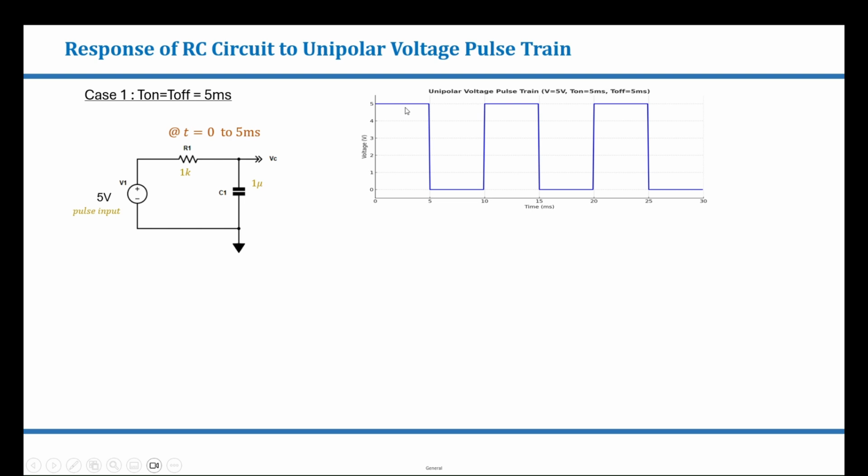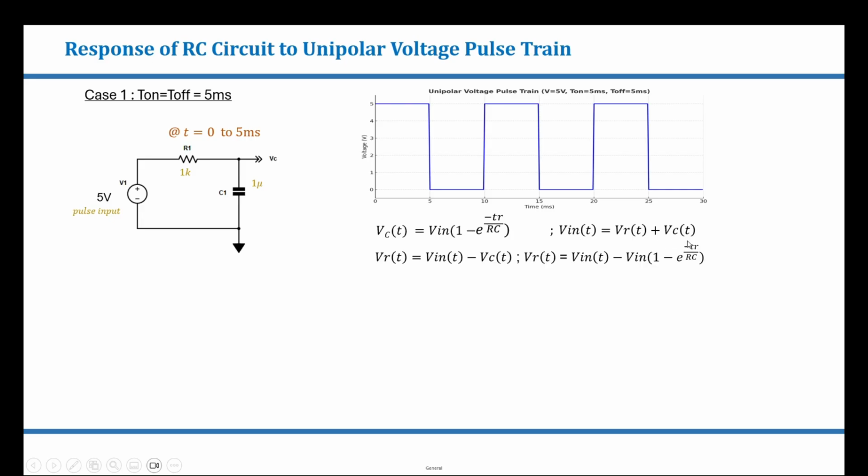Now, since R and C are in series, the capacitor will charge and discharge according to the applied voltage. Let's find out how the voltage across the capacitor looks between 0 to 5 milliseconds. The voltage across the capacitor can be calculated as V in into 1 minus e to the power minus TR by RC. TR here is the real time. From KVL, we know that V in is equal to VR plus VC. Hence, VR is equal to V in into e to the power minus T by RC at t equal to 0 to 5 milliseconds.